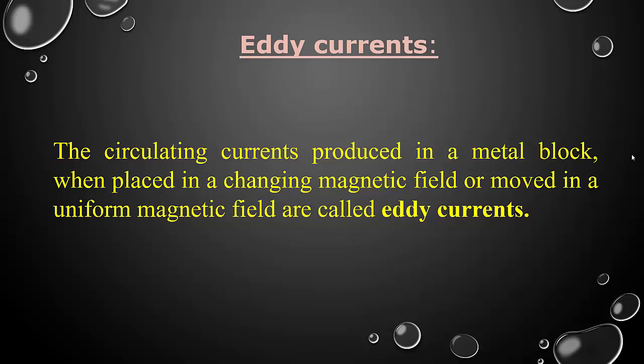First we can observe the definition of eddy currents. The circulating currents produced in a metal block when placed in a changing magnetic field, or when it is moved in a uniform magnetic field, are called eddy currents. These are circulating currents produced in a metal block. Either the metal block should have certain velocity or the magnetic field should change. Whatever current is produced in that metal block is in a circular path, so we call it eddy current, because eddy means circulating, circular path, whirlpool.